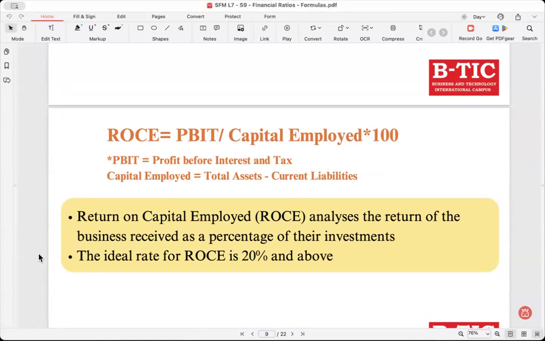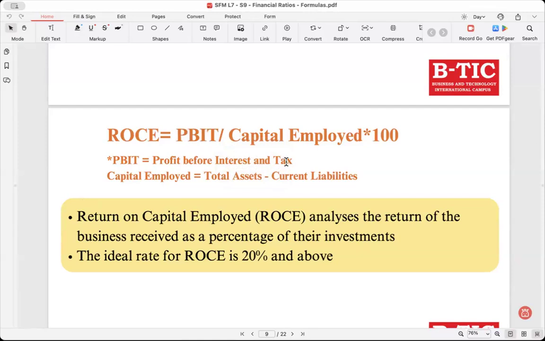This is ROCE, and the ideal rate for ROCE is 20% and above. A higher ROCE means the company is using its capital effectively. Here you can see it says PBIT, meaning profit before interest and tax.